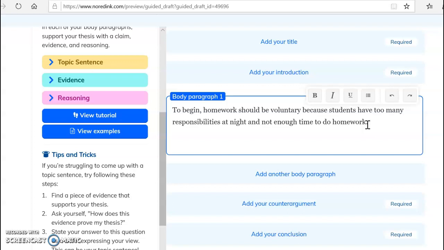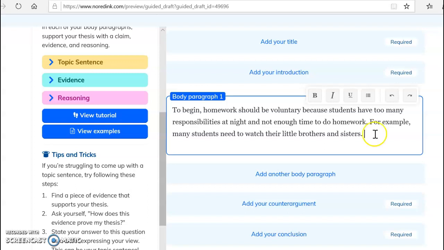Okay, what do you mean they have too many responsibilities? Okay, for example, many students need to watch their little brothers and sisters. Okay, so that's an example. And let's say that you would read an article that said that 42% of students in New Jersey have to get their little brother or sister off the bus.